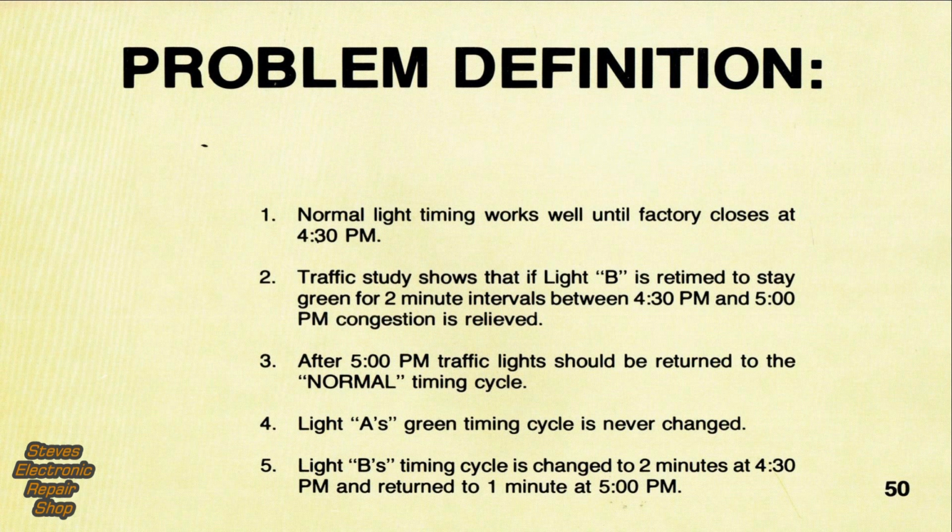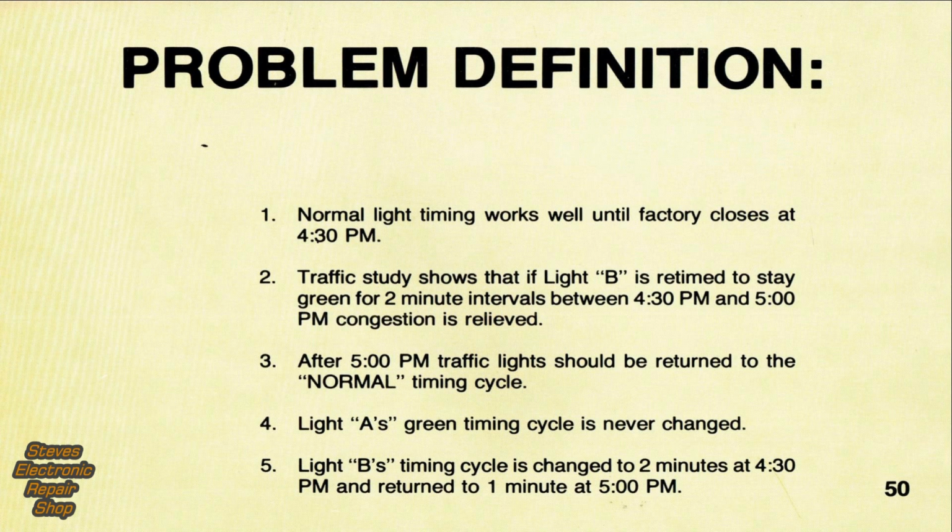Since this traffic control problem is a bit more complex than the previous one, let's define it in writing. First, we know that normal light timing works well until the factory closes at 4:30. Our traffic study shows that if light B is retimed to stay green for 2-minute intervals between 4:30 and 5, the congestion is relieved. Of course, after 5, we want the lights returned to their normal timing cycle.